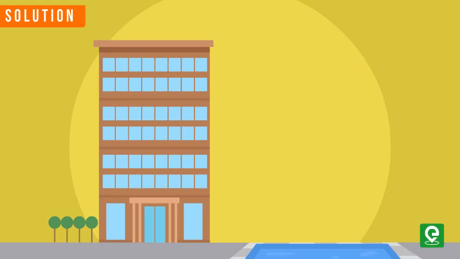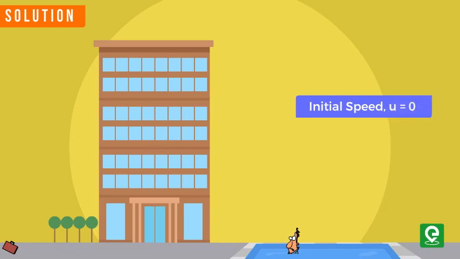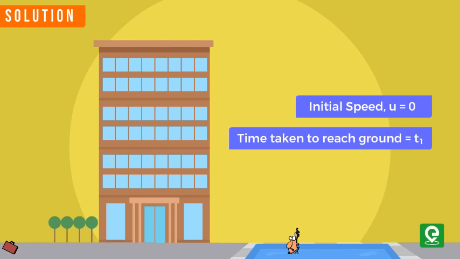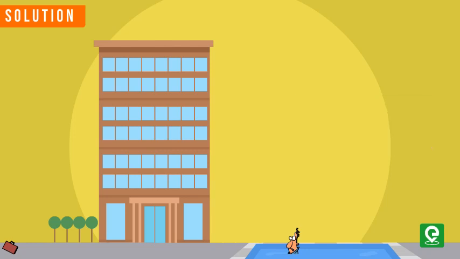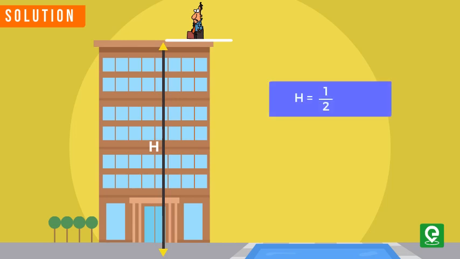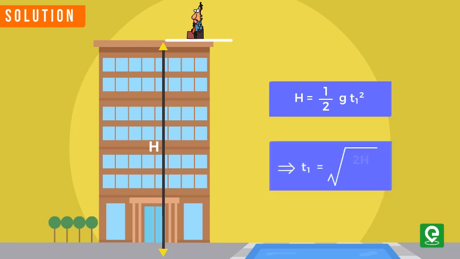Solution. It is given that the man jumps from the top of a building. Therefore, his initial speed u is equal to 0. Let's assume that the man takes time t1 to reach the ground. Then the height of the building capital H must be equal to half g t1 square. We can simplify this to calculate the time taken to reach the ground, t1 equal to square root of 2H by g.